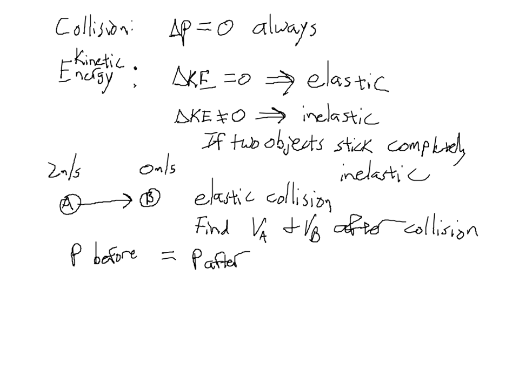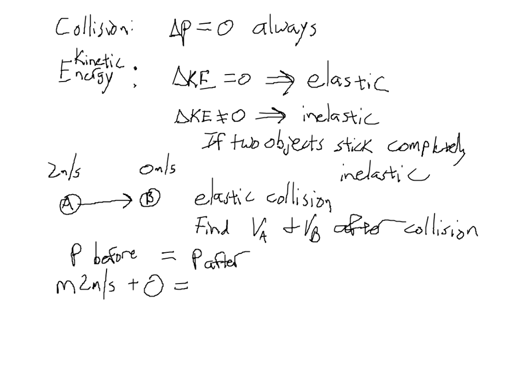So let's see, what do we have here? Well, we have that ball A. So we have the mass of ball A times 2 meters per second. That's the velocity of ball A, plus 0, because the momentum of ball B is 0 before they collide.